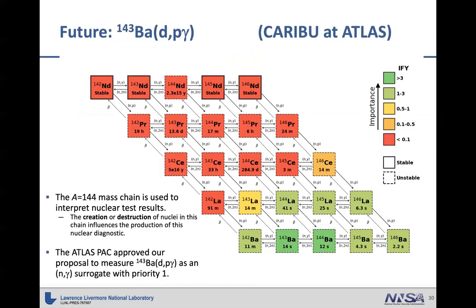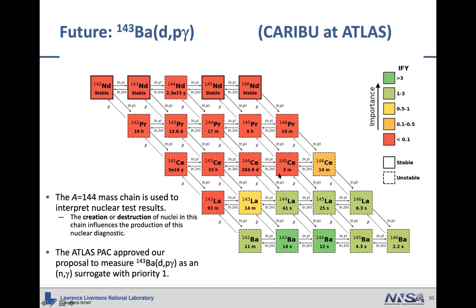But in the future, we're going to field it to do a number of measurements, including this very challenging measurement using barium-143. So this will be a CARIBU measurement at ATLAS. The motivation here is for stewardship. So the 144 mass chain is used to interpret nuclear test results, and we're interested in reactions that create or destroy nuclei in this chain.